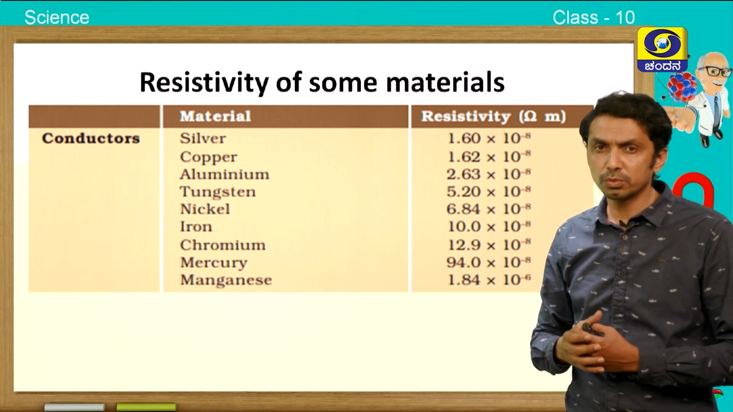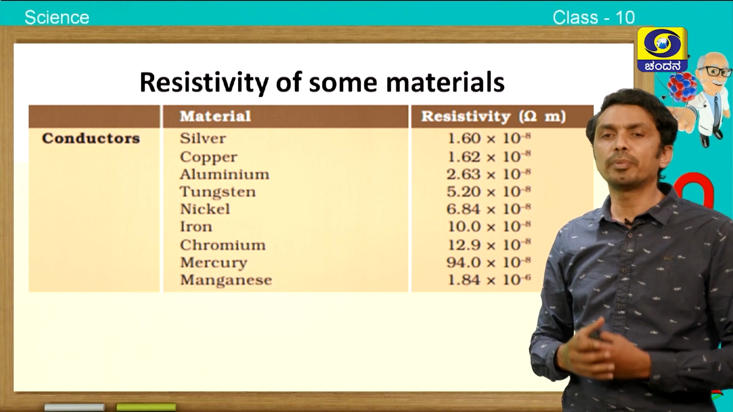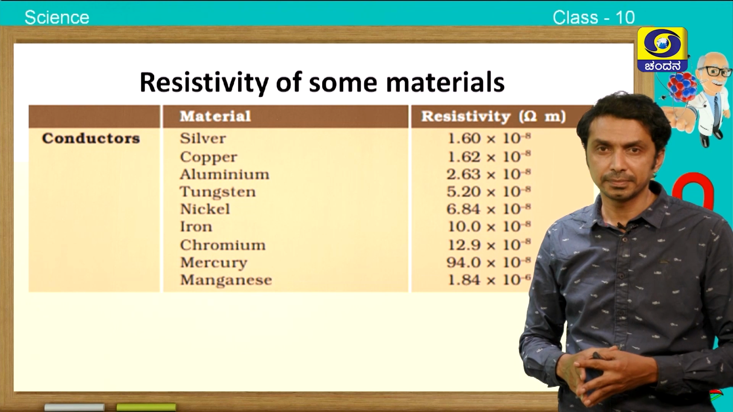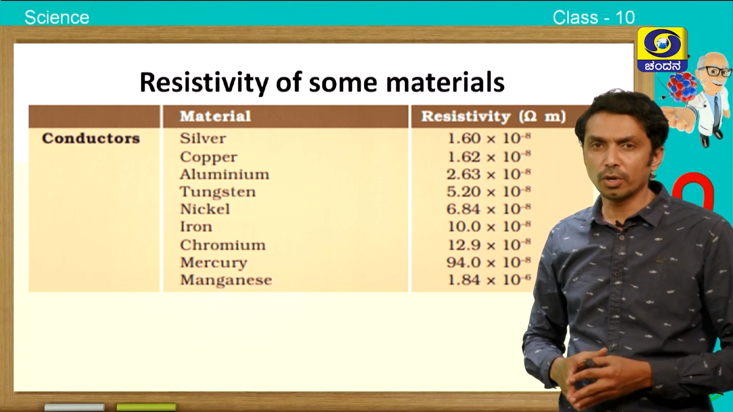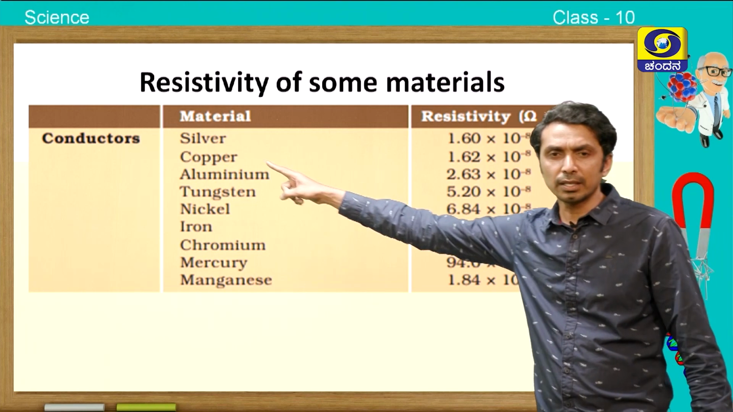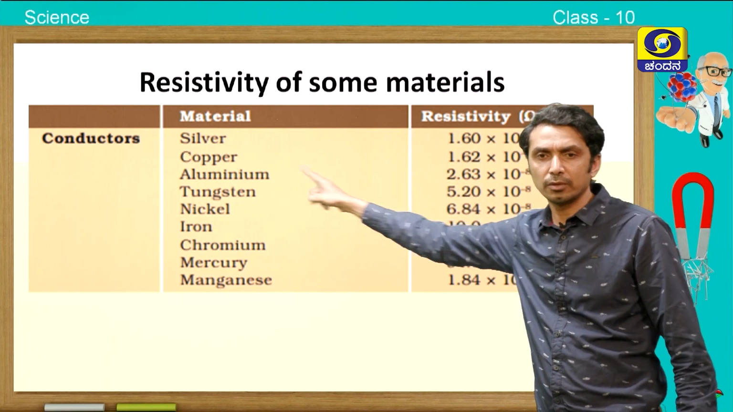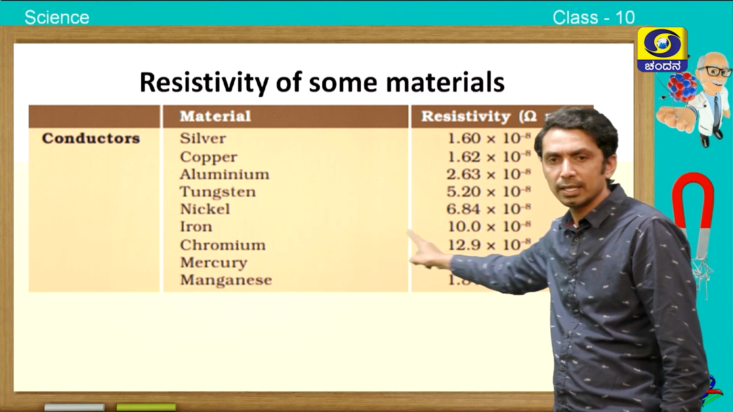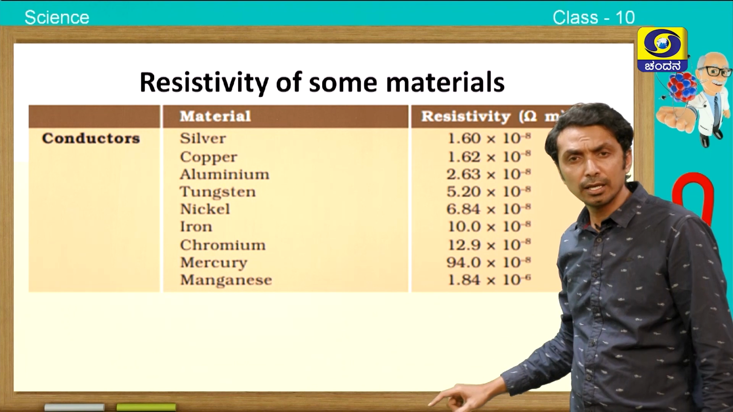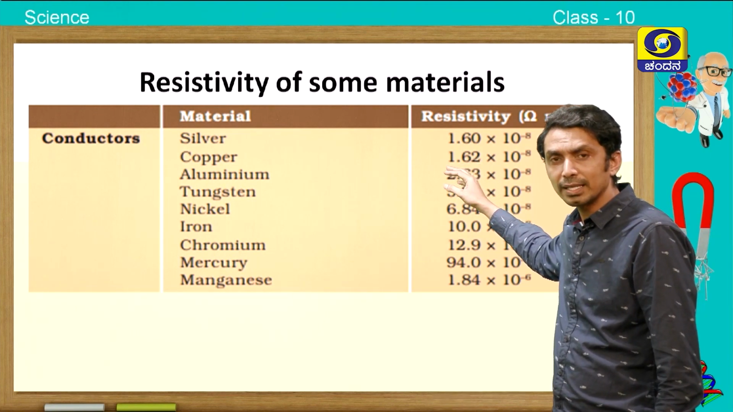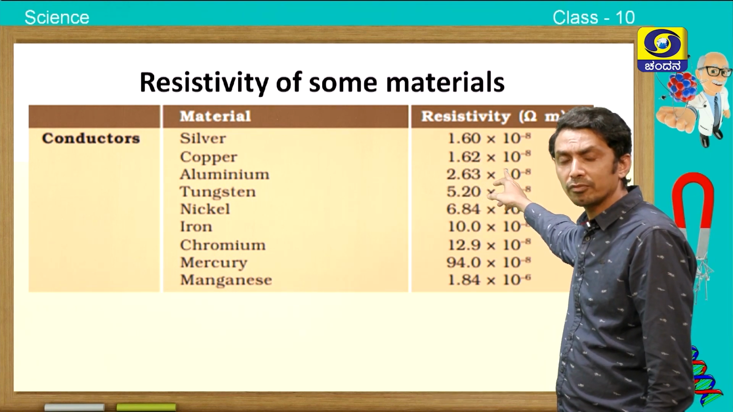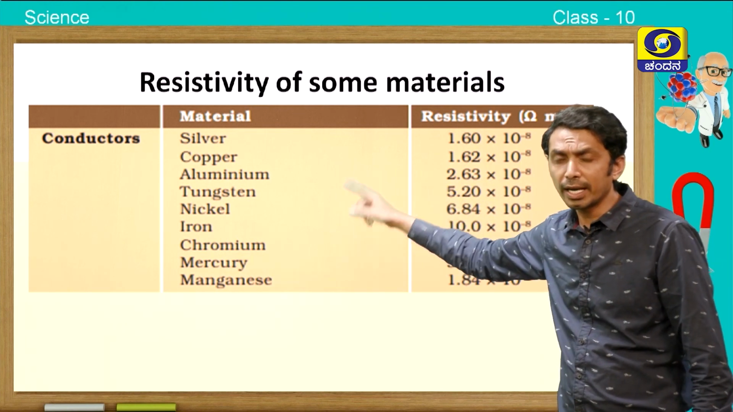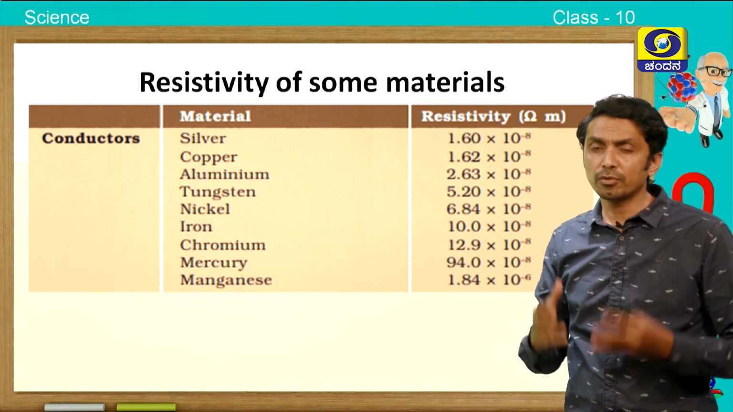Now my question to you children is, among copper and iron, which do you think is a better conductor? Yes children, you are right. You will compare the resistivity of copper, 1.62 into 10 to the power of minus 8, and the resistivity of iron, which is 10 into 10 to the power of minus 8. Which is lesser? Yes, here the resistivity of copper is less. That means in these two, copper and iron, which will have more electric current?